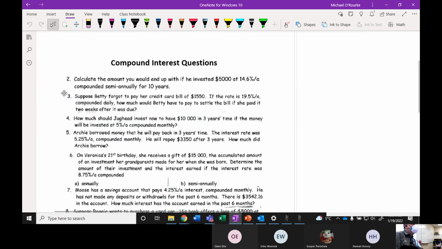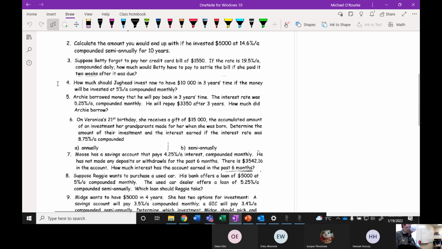Okay, so if I look at the questions here, I'm going to highlight the ones I'd like you to do. So calculate the amount you would end up with. You invested 5,000 at 4.6% compounded semi-annually for 10 years. That's a good question. Ooh, I like this one. Actually, we'll do this one right now.